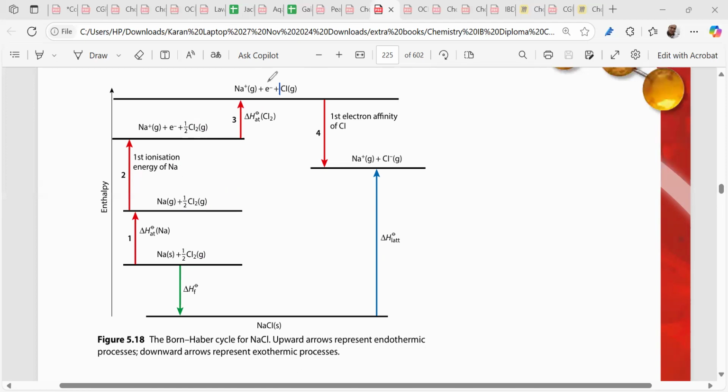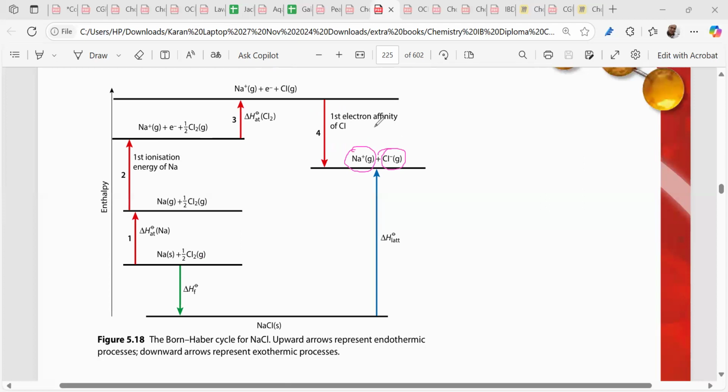Now the second step is that we have to put this electron inside the chlorine. That is the first electron affinity. The arrow points down. That's a very important point we have to master: first electron affinity of chlorine, arrow pointing down. What we are getting is Na plus gas plus Cl minus gas.